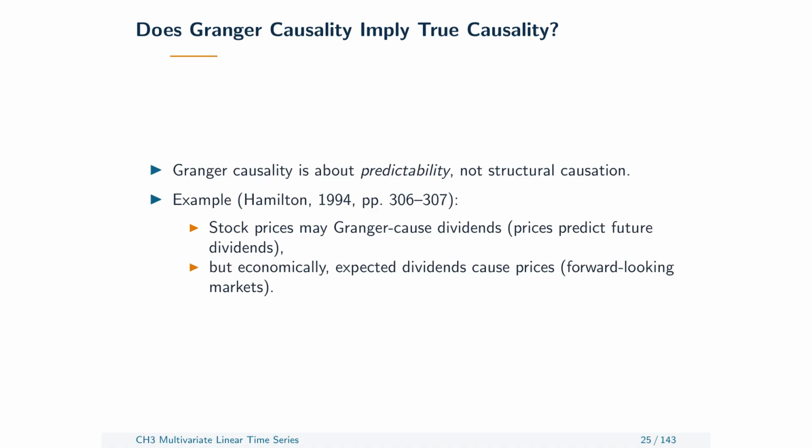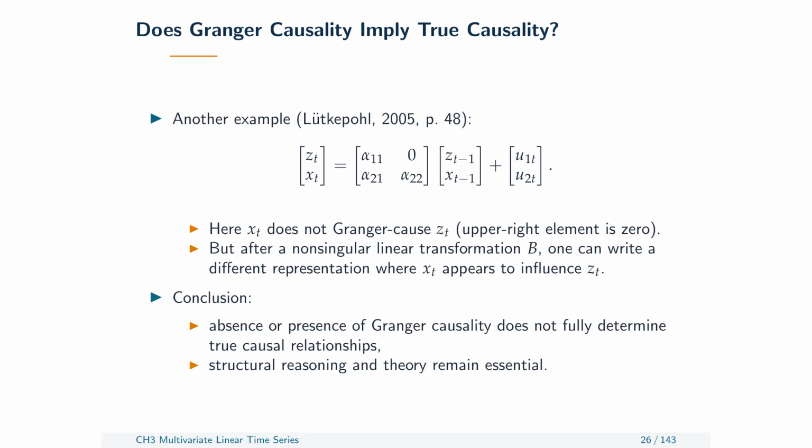Most importantly, Granger causality is not structural causation. Stock prices may predict future dividends because prices incorporate expectations, even though expected dividends help determine prices economically. A linear transformation or a different set of variables can also alter measured predictive direction. Theory and credible identification are needed for a causal claim.